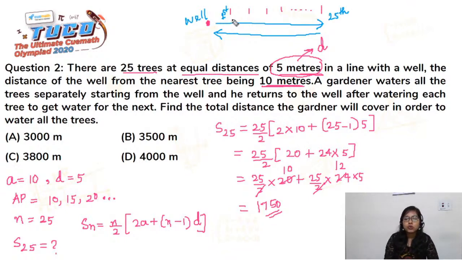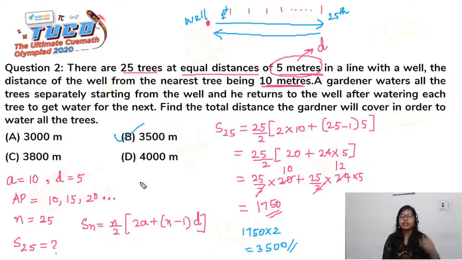If you have to calculate the total distance, that is the comeback distance of the gardener, it's going to be 1750 times 2, which is going to give us 3,500 meters. Okay, 3,500 meters. I hope that was clear to all of you.